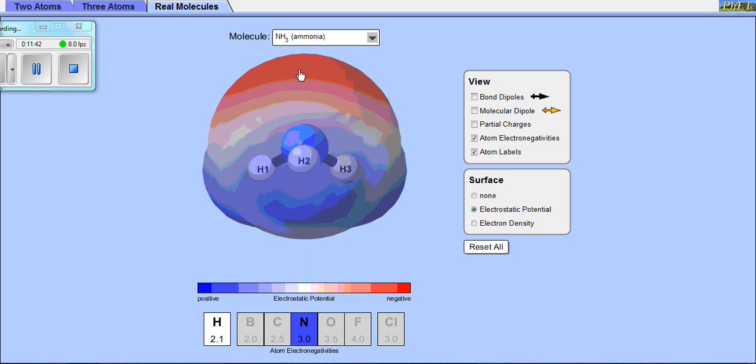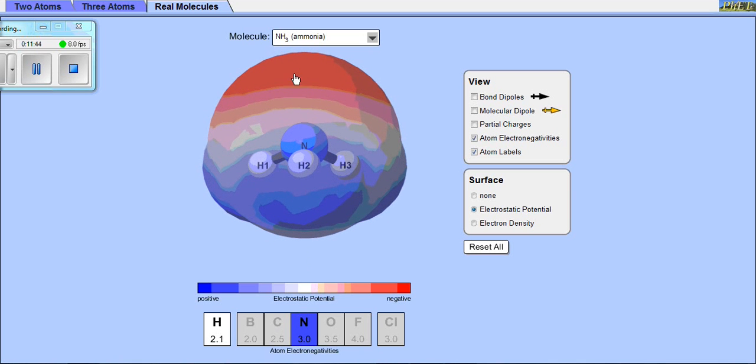So if we do that, we can see it clearly like this. There's a red side, negative side, and a positive side. So we see here that because ammonia, NH3, is an asymmetrical structure, the bond between N and H is a polar bond, and the molecule as a whole is a polar molecule.